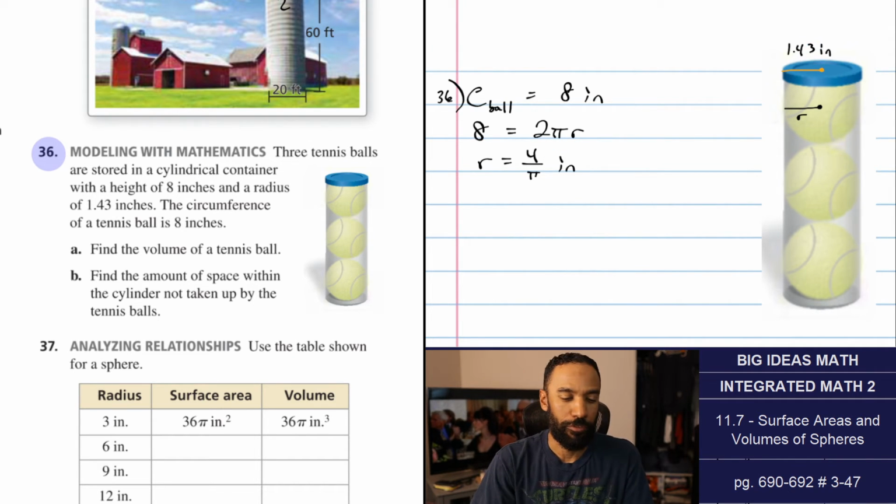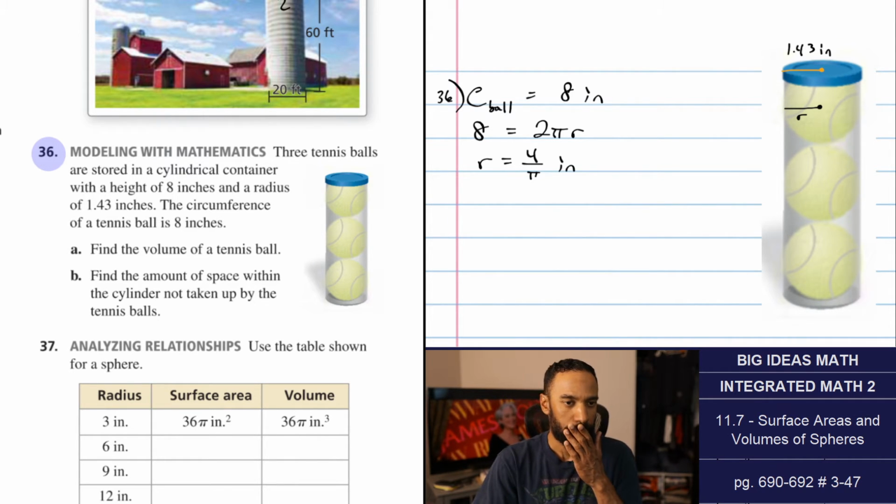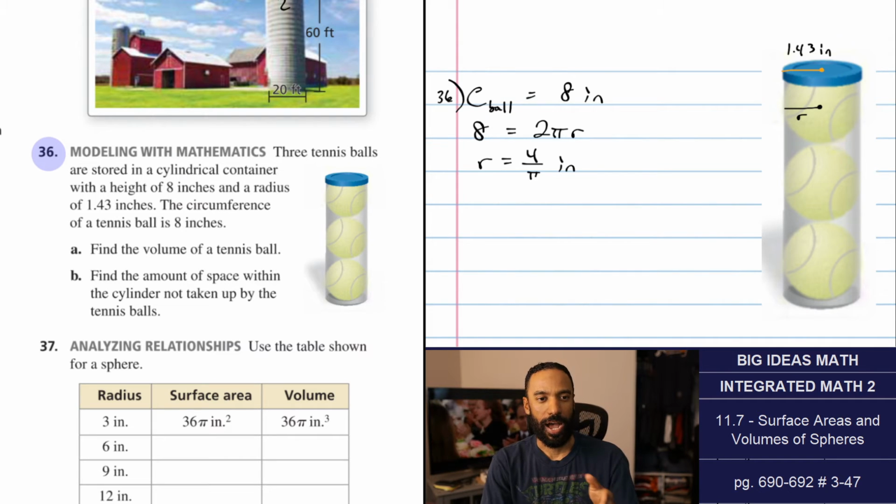Maybe not exactly 1.43. You want to know what 4 over pi is? It's got to be either equal to or less than 4 over pi, 1.27. So it's not the same radius. Now, I'm not going to round just yet.